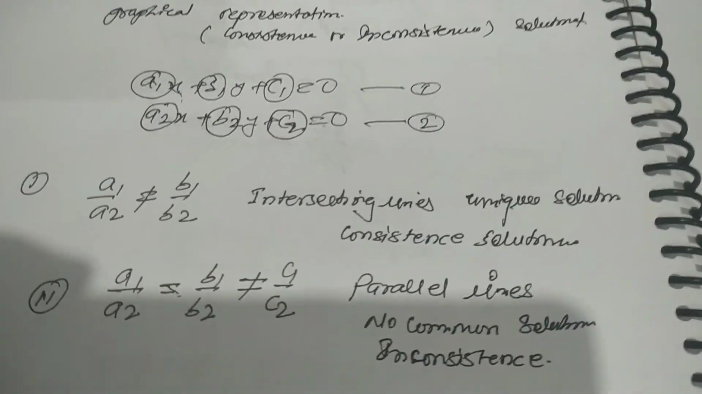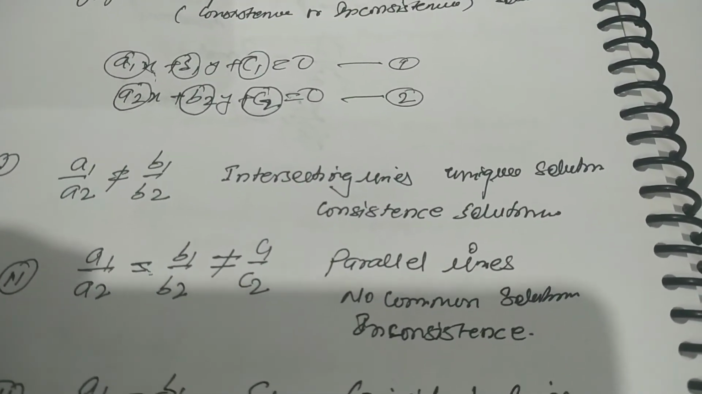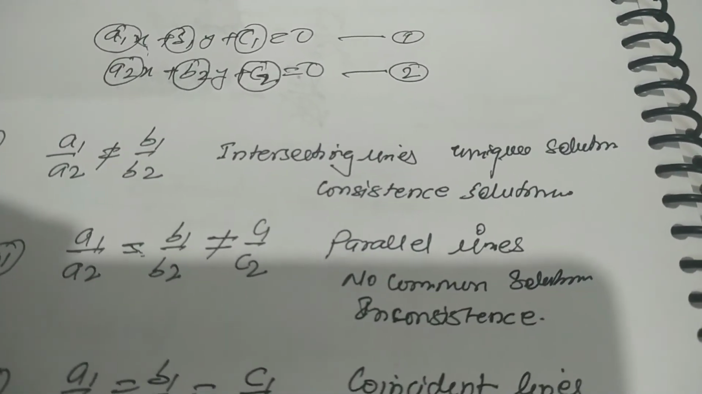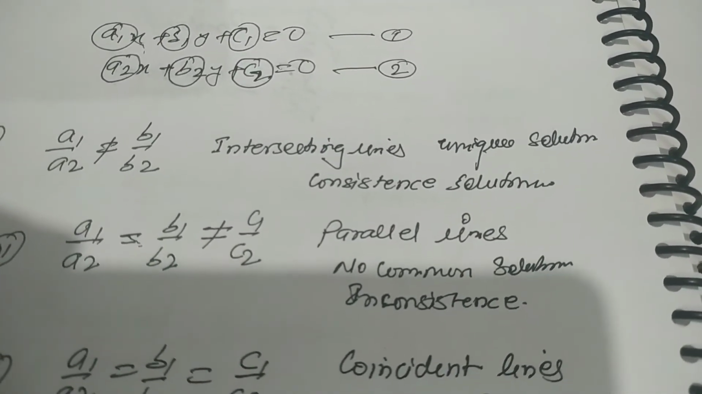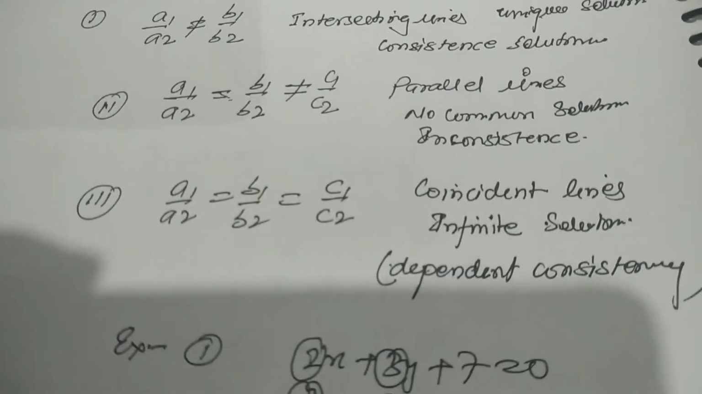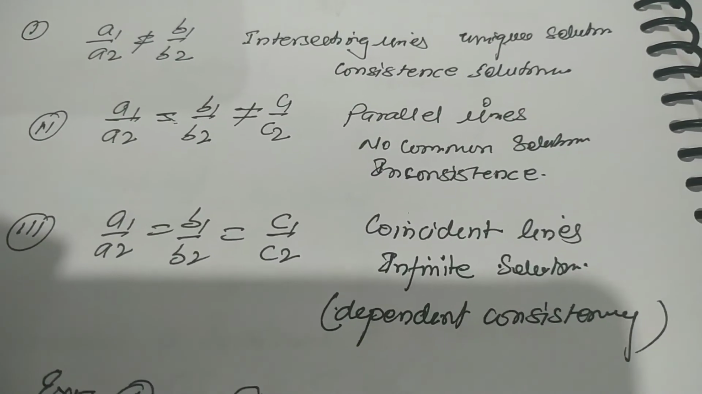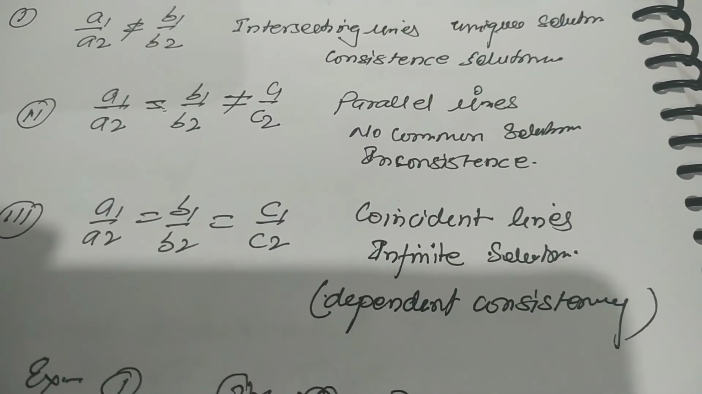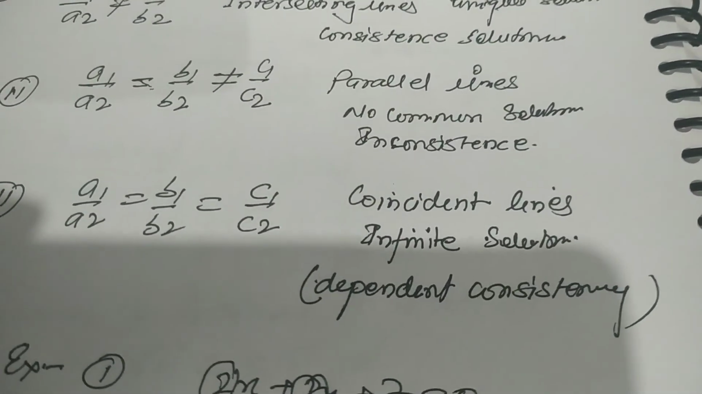Let us recapitulate. We have two equations. If a1/a2 is not equal to b1/b2, that is a consistent solution: there is a unique solution and the lines are intersecting. If a1/a2 is equal to b1/b2 but not equal to c1/c2, the lines are parallel, with no common solution, an inconsistent solution. And the third condition: if a1/a2 is equal to b1/b2 is equal to c1/c2, then these lines are coincident lines. There are infinite solutions of both. If we solve one equation, the solution will be the other's also, and that is called dependent consistency.